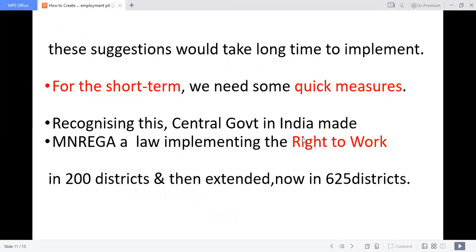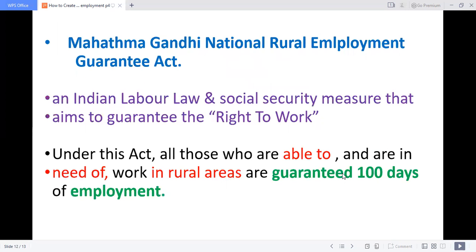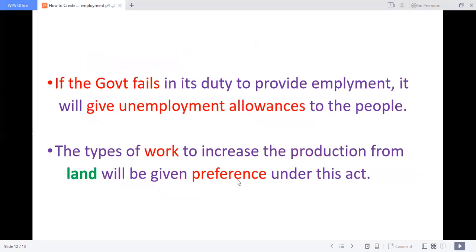So it will take a long time. Now we need some quick measures to save the people in villages, those who are available more than required. So the government implemented the program called MNREGA under the Right to Work Act. What is the right to work? Let us see. It's an Indian labor law and social security measure. Under this, those who are able and in need should be provided 100 days of work in rural areas.